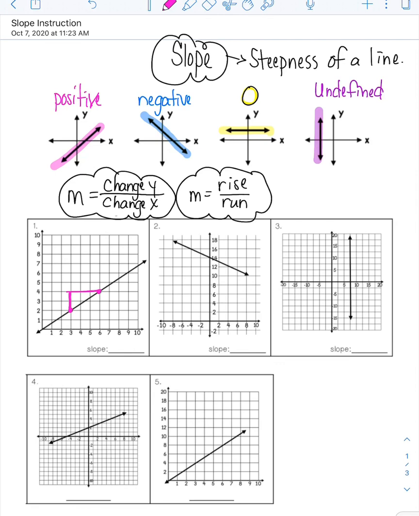Now make sure that you look at what each line or each space is worth. That's called the scale. So these count by ones. So I rise 1, 2, and I run 1, 2, 3. So my slope, rise 2, run 3, and it's positive because the line is increasing from left to right. So let's try a few more.